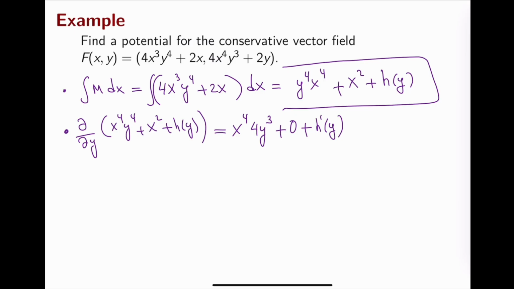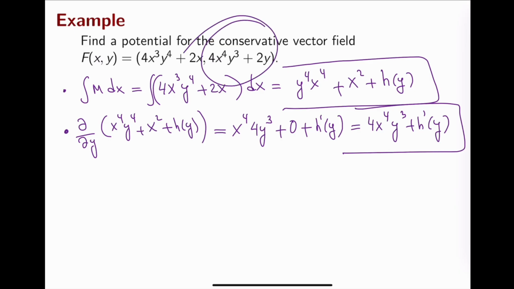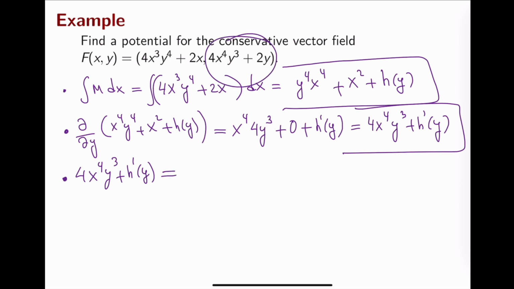Okay, so we found this function. Let me write it down. It is 4x to the 4 y cubed plus h prime of y. So this is the result of the second step. And so this has to be equal to the second component of the vector field. That's the equation that we are going to set up in the third step. So whatever we obtain, in this case this, has to be equal to n, the second component of the vector field.